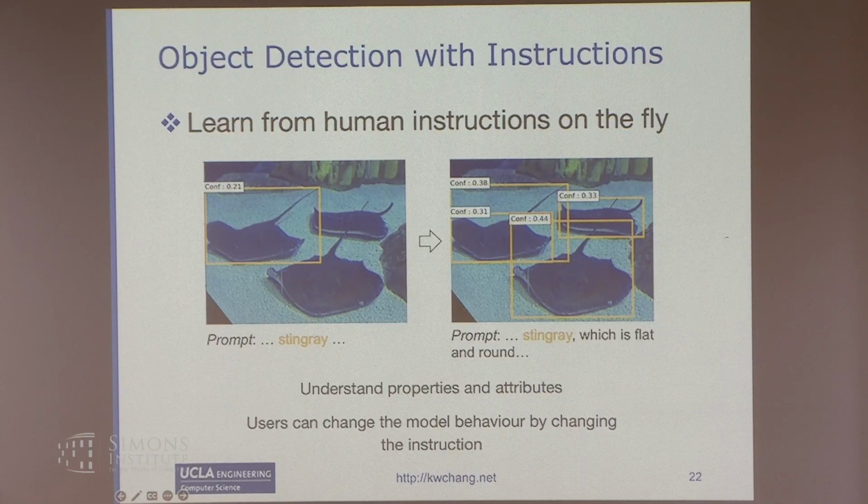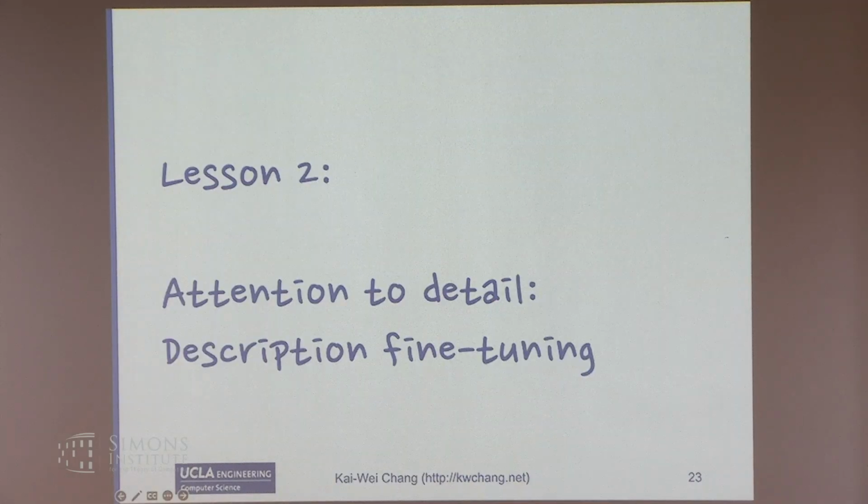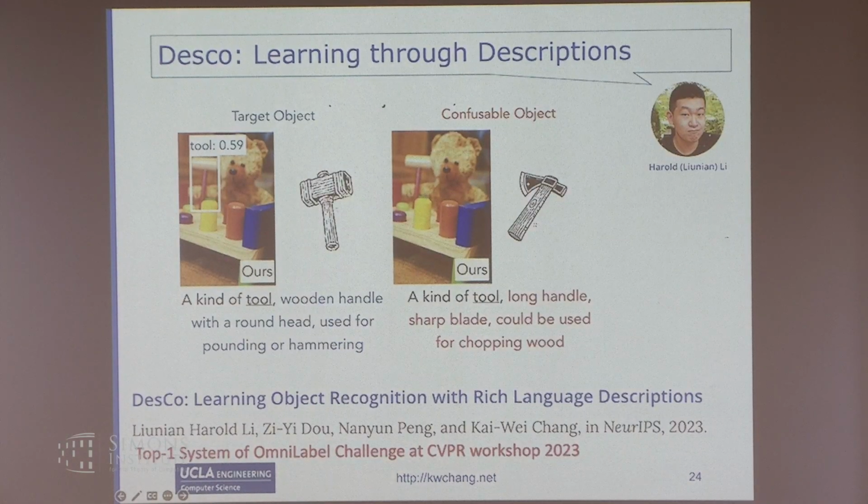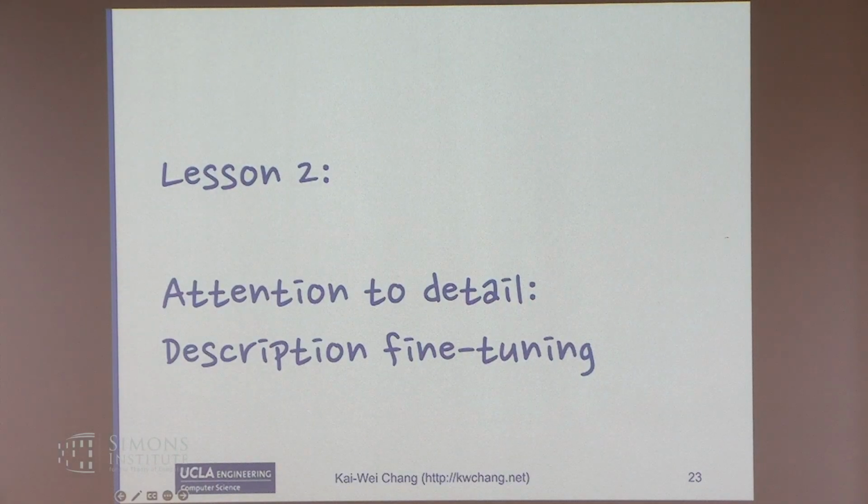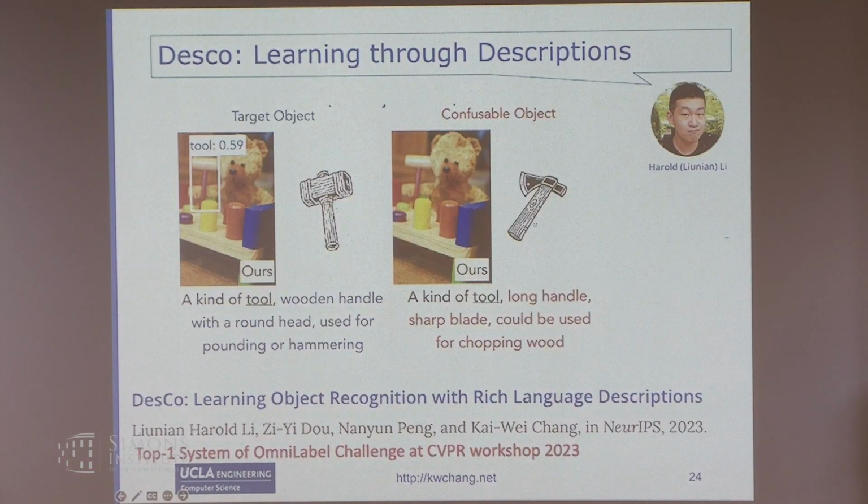Okay, but then in the second part, we're going to show you that this model is still not good enough. We still find that it cannot use descriptions to recognize more complex objects. So then moving to the second part, we find that besides trying to align the model at a lower granularity, you also need to design some good fine-tuning method in order to force the model to look at the detail.